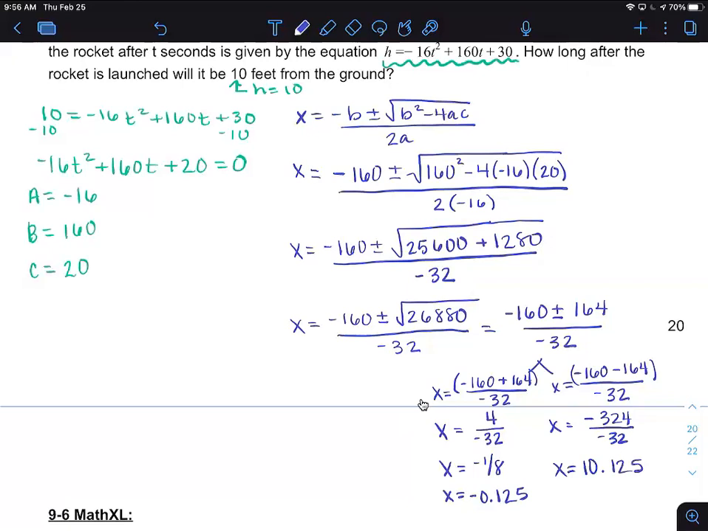So here's my question. Are both of these your answer? It's the positive one, because we can't be negative, because we're talking about time. Okay. Alrighty.